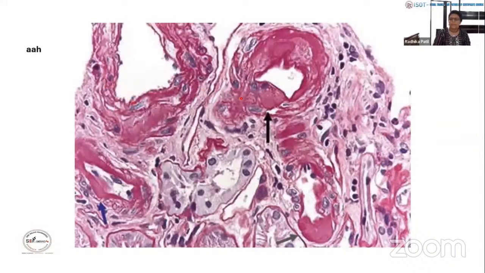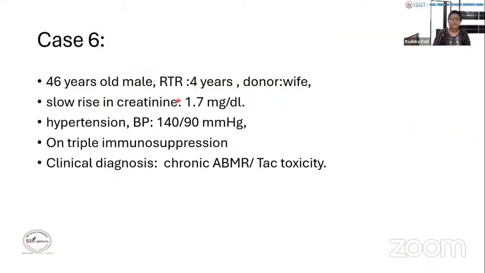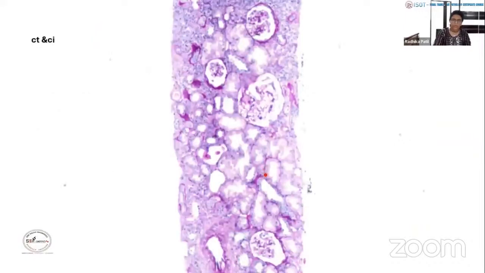Intimal hyalinosis is seen, but in cases of CNI toxicity, the muscle layer is involved. It is intramural hyalinosis. Coming to the next case, a 46-year-old male, renal transplant recipient 4 years ago, donor being wife, slow rise in creatinine 1.7 milligrams per deciliter, hypertensive on triple immunosuppression. Clinical DD was chronic ABMR or TAC toxicity.